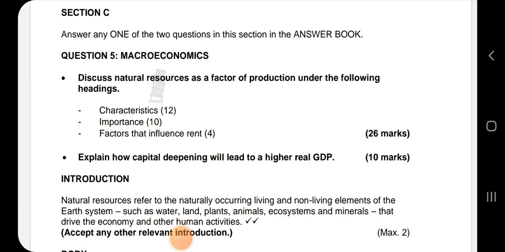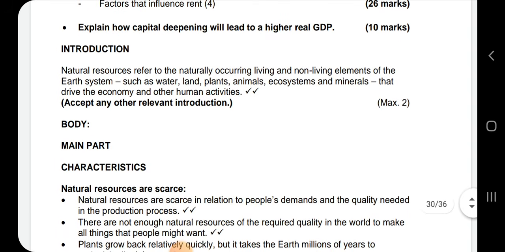So here we're going to look at factors of production. You focus your introduction on any factors of production, right? So natural resources refer to the naturally occurring living and non-living elements of the earth system, such as water, land, plants, animal ecosystems, and minerals that drive the economy and other human activities. So anything with regards to factors of production, that will award you your full marks.